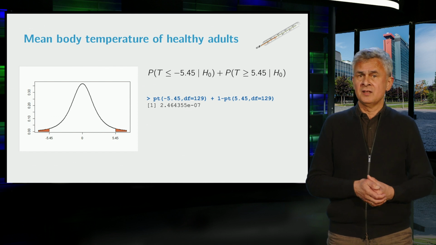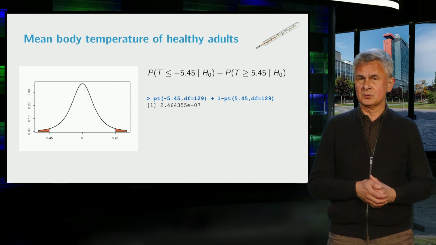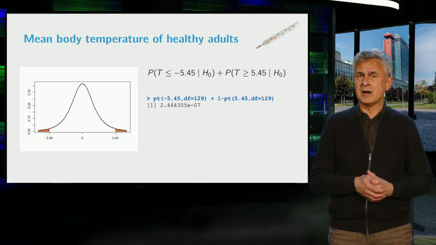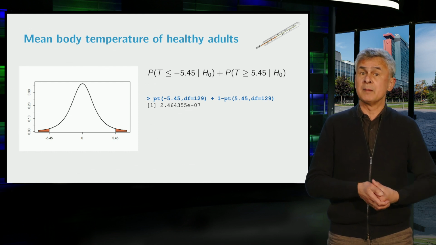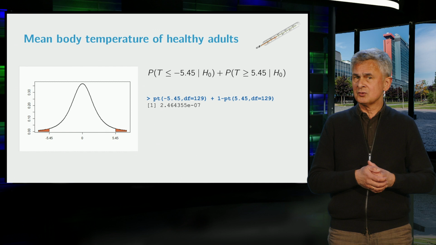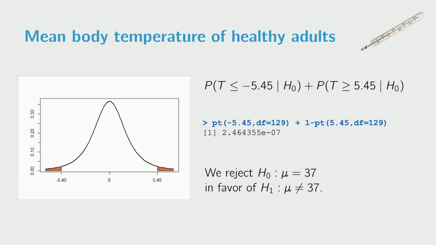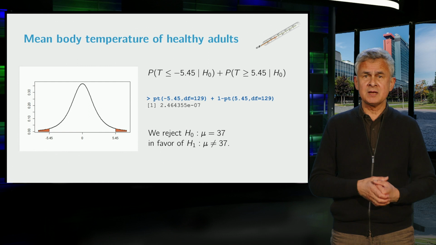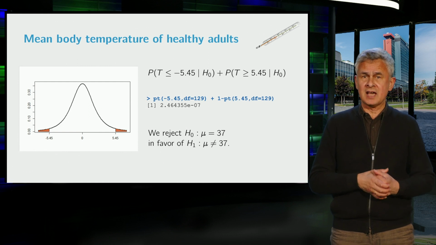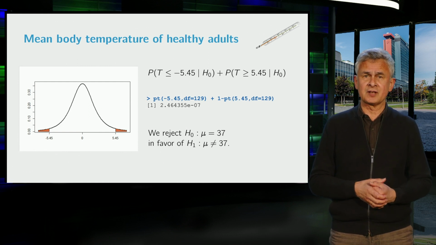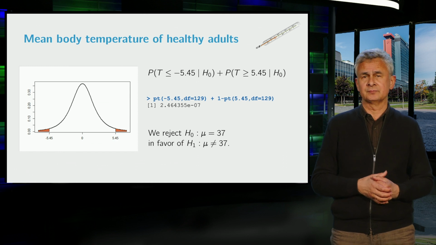This means that if the null hypothesis is true, one finds the value minus 5.45, or a more extreme value, in about 2.5 times out of 10 million. I guess you agree that this is so small that we can reject the null hypothesis. We conclude that the true mean body temperature of today's adults differs from 37 degrees Celsius.